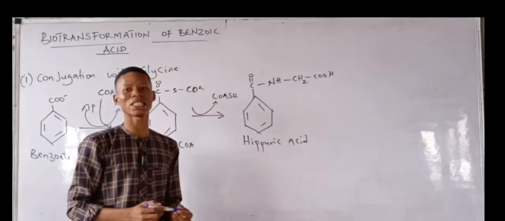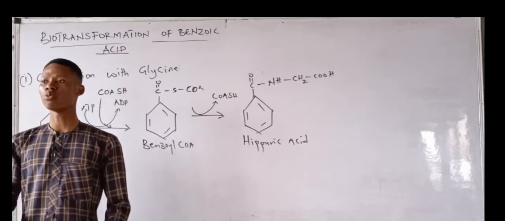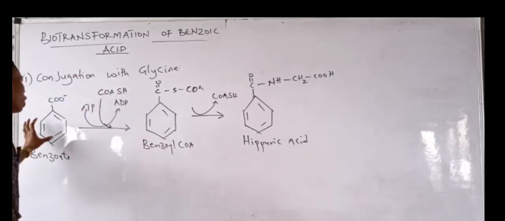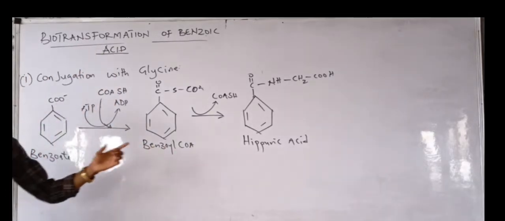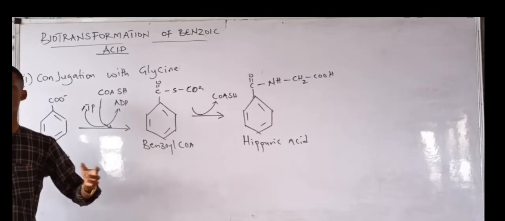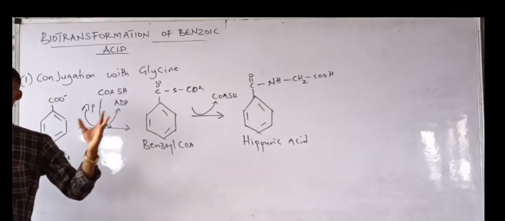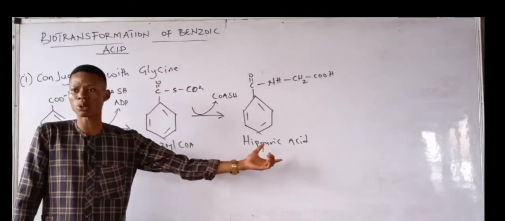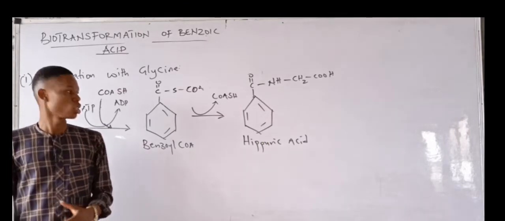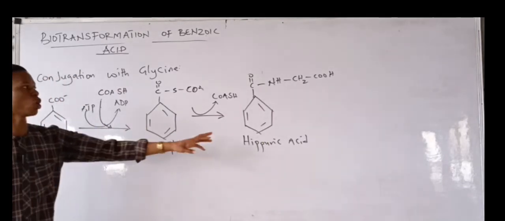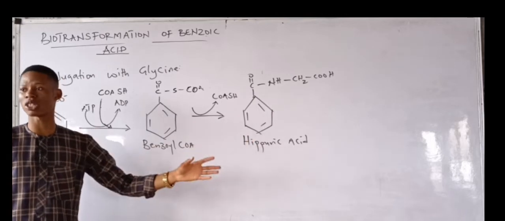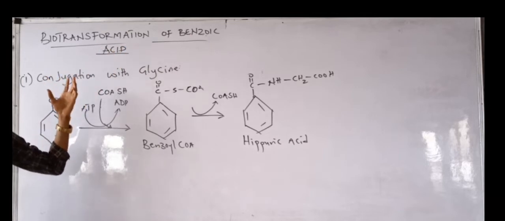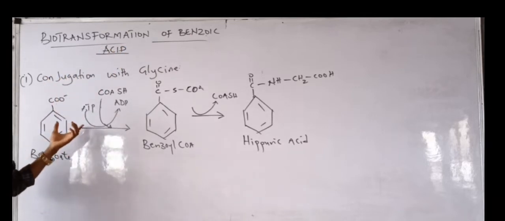Now, this hippuric acid is water soluble. It's very soluble, so it can be easily excreted by the kidney. This one was more lipophilic than this. Remember, biotransformation, we are looking at biochemical changes that take place in an organism, converting lipophilic substances to hydrophilic substances so that they can easily be excreted, right? So we've successfully converted this to a hydrophilic substance that can easily be excreted from the body. So this is one way benzoic acid or benzoates can be biotransformed, by conjugation with glycine.